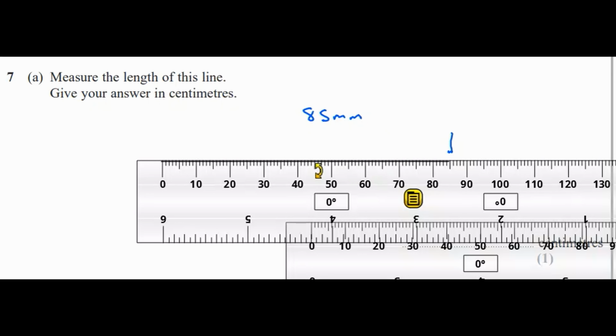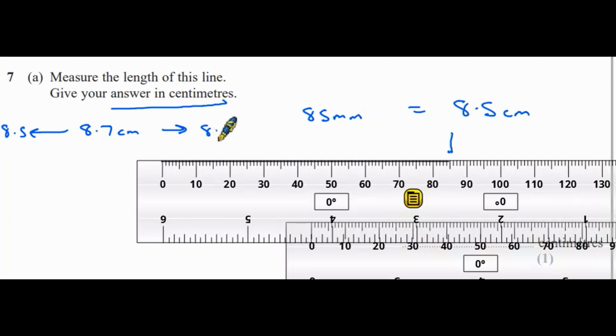Your ruler might measure in millimeters or centimeters. Because mine is millimeters and it says give your answer in centimeters, I need to divide by 10, so 85 millimeters is 8.5 centimeters. Try to be as accurate as you can. The actual answer on the exam sheet is 8.7 centimeters. You are allowed to be a couple of millimeters either way, so they will accept anything from 8.5 to 8.9, but be as accurate as you can.